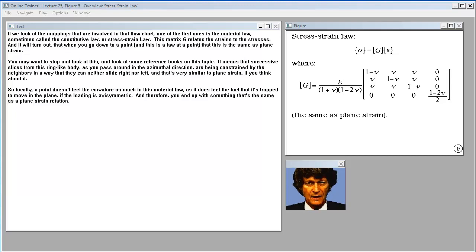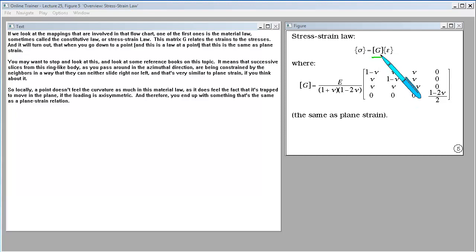If we look at the mappings that are involved in that flowchart, one of the first ones is the material law, sometimes called the constitutive law or stress-strain law. This matrix G relates the strains to the stresses. And it will turn out that when you go down to a point, and this is a law at a point, this is the same as plane strain. You may want to stop and look at some reference books on this topic.